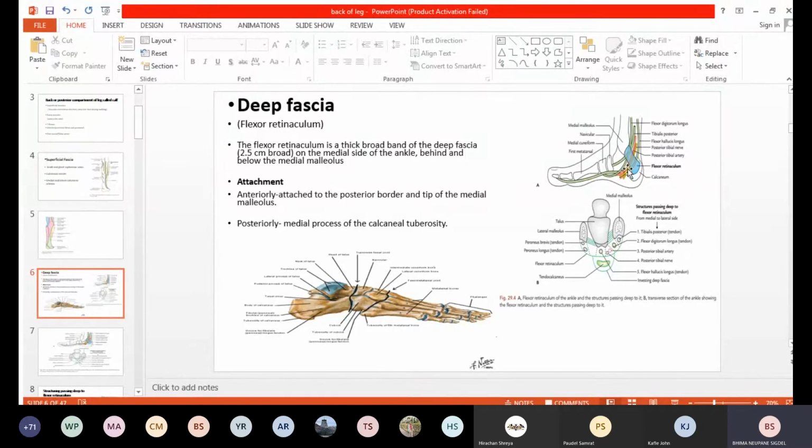Very, very important for practicals also and for theory also. So you have to draw the diagram first. Describe what the flexor retinaculum is. It is a modification of the deep fascia, and that is a broad thick band, okay, about 2.5 centimeter broad, you can see this one, and location wise you can see the medial side, this is the ankle, so the medial side of the ankle, and this is the medial malleolus. So just behind and below the medial malleolus.